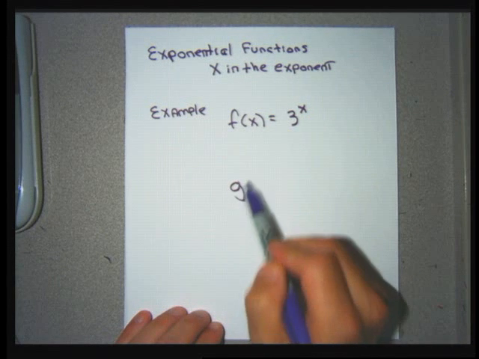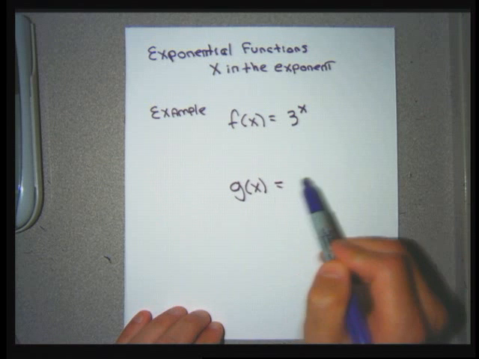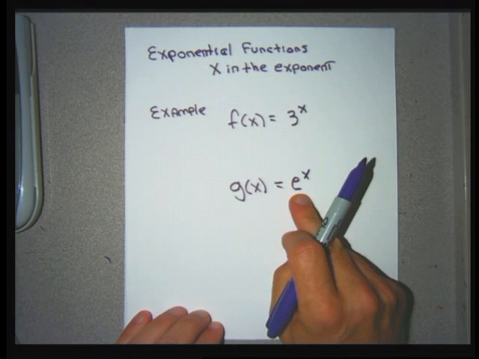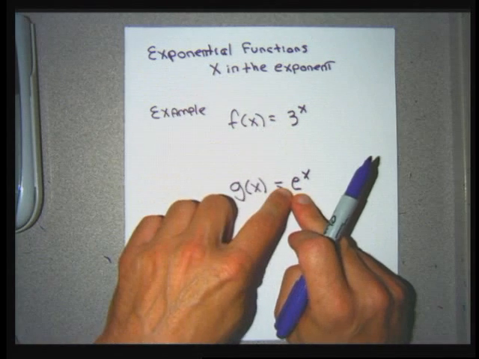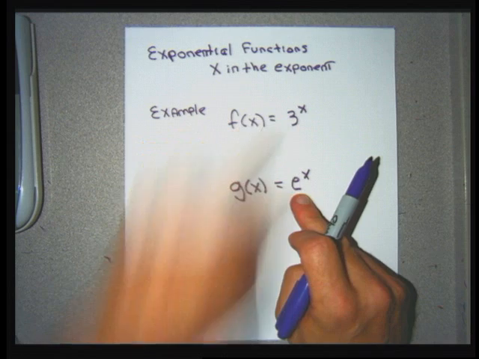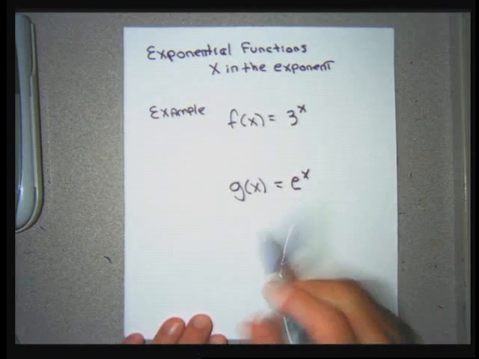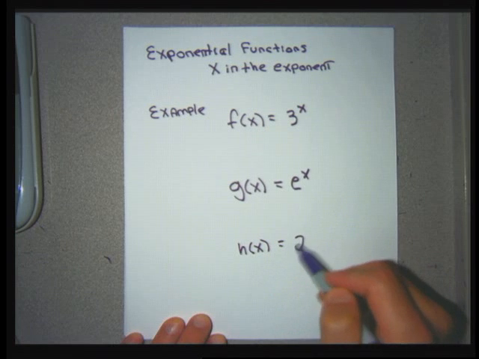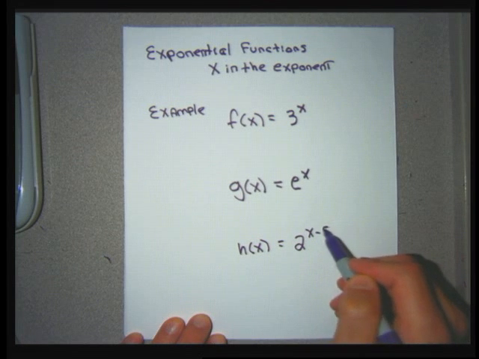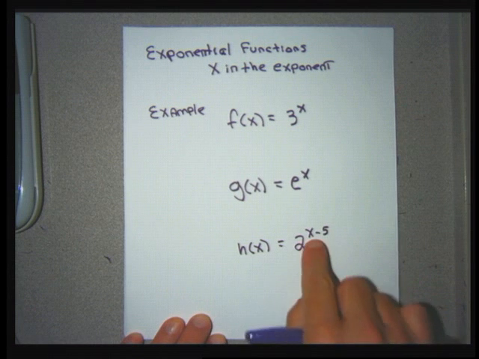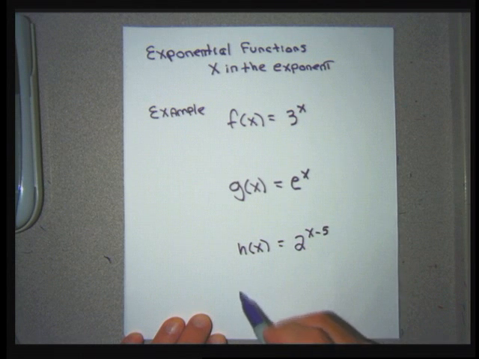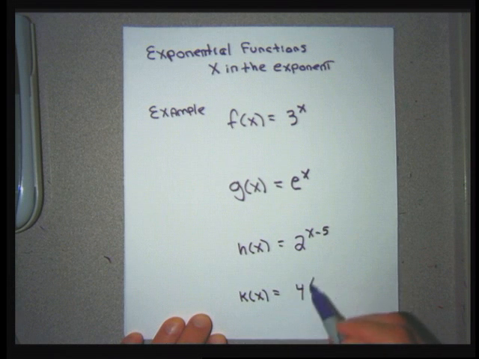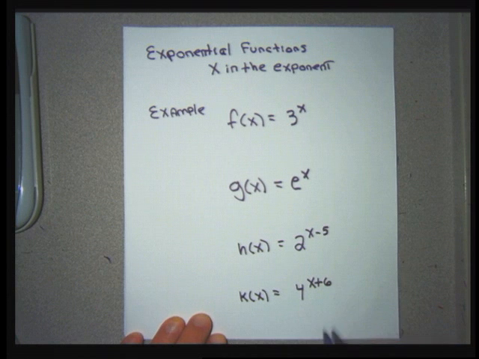Could do something like g of x equals e to the x. E is the number 2.718. So where this says 3 to the x, this says 2.718 to the x. These are similar. They're both exponential functions. They have x's in the exponents. I could make the exponent a little fancier, maybe like 2 to the x minus 5. That would still be an exponential function because the x is in the exponent. Or maybe something like k of x equals 4 to the x plus 6. That's still an exponential function.